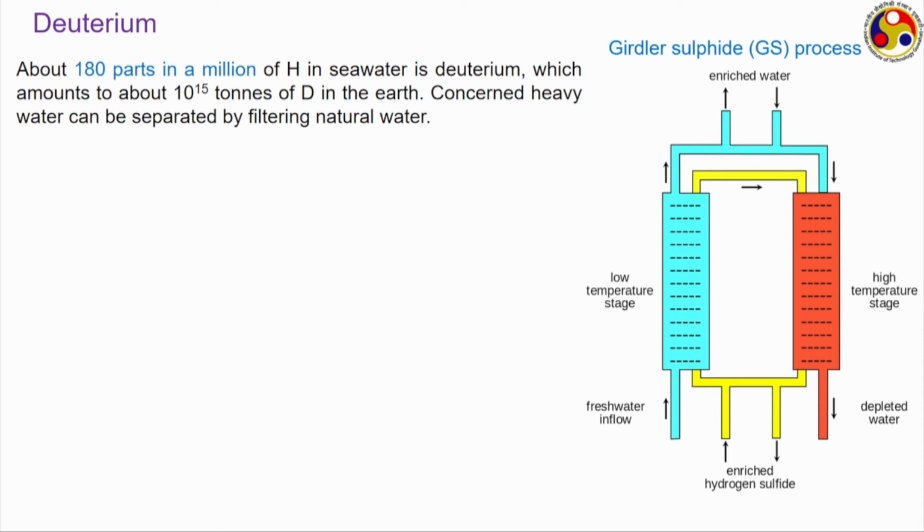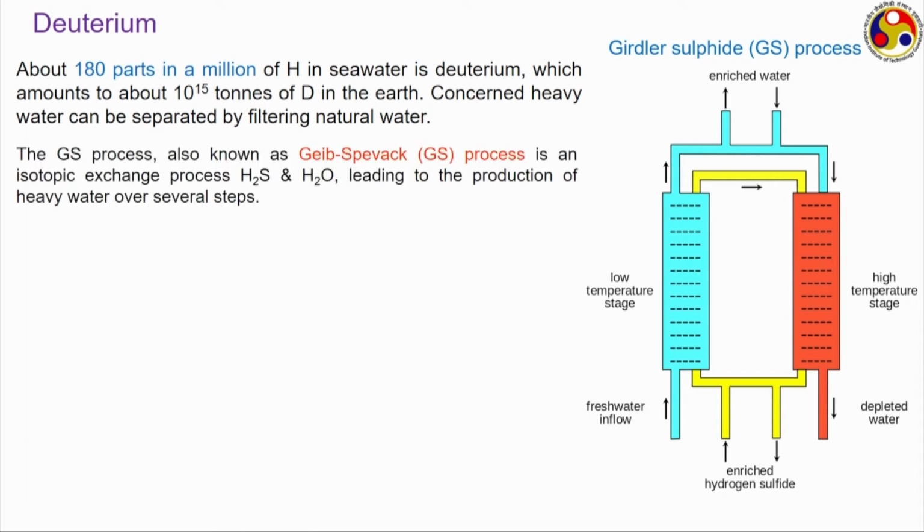The Girdler-Sulfide process is one of the most common processes for separating heavy water from sea water. This process is also known as the Girdler-Spevack process, based upon the names of the two scientists who independently proposed the same procedure at more or less the same time. It facilitates an isotopic exchange between hydrogen sulfide and water, leading to the production of heavy water over several steps of processing. To mention the working principle very briefly, fresh sea water is supplied through this blue channel.